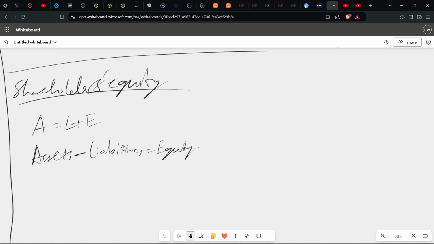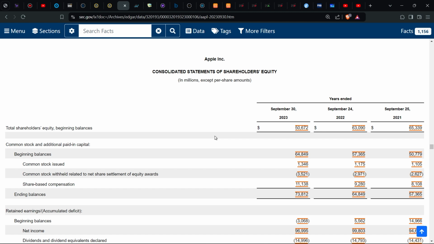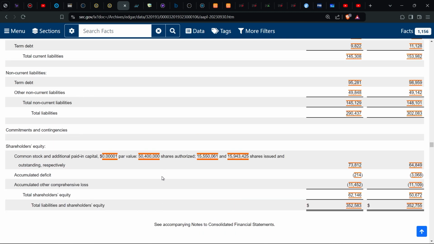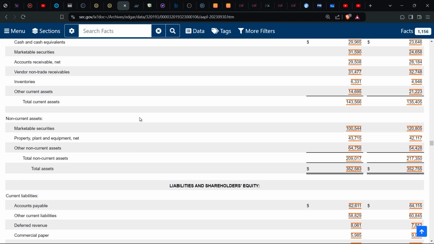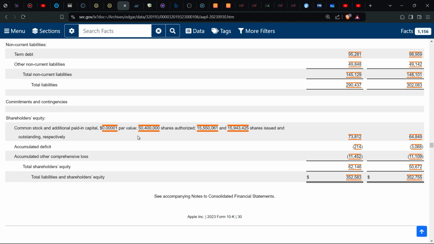Now let's go over to an actual balance sheet and see what the shareholders' equity looks like. For this one I will be reviewing the balance sheet of Apple. I will also pick some as we go, but I'll start with this one. Before we get to the shareholders' equity, this is the balance sheet itself. You can see assets, liabilities, and shareholders' equity. And then down here, shareholders' equity total $62 billion.